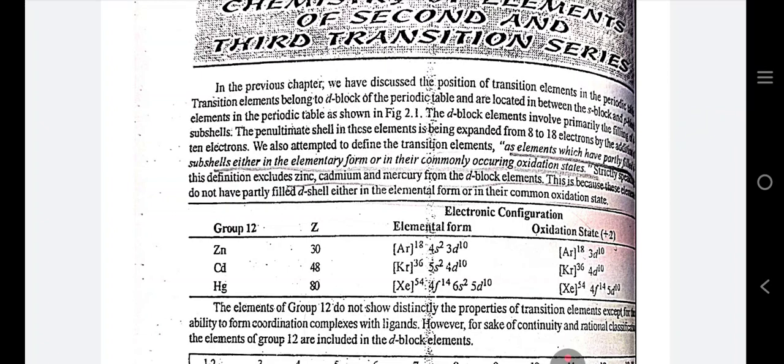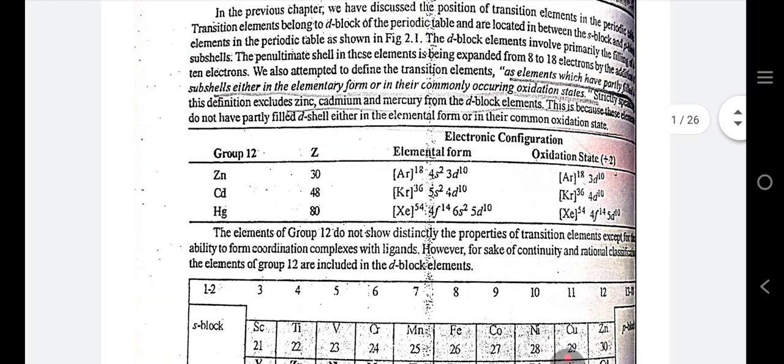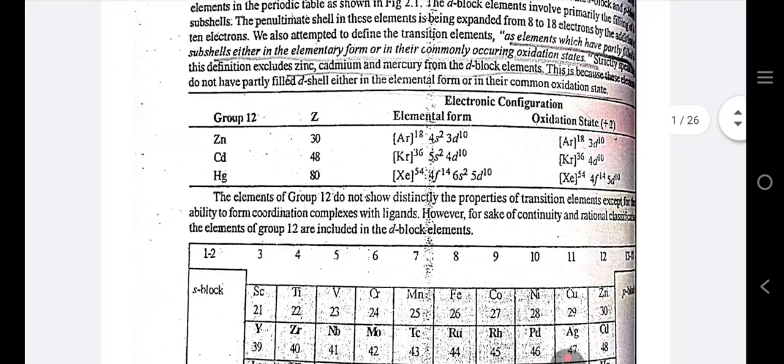The D block elements involve primarily the filling of D subshells. The penultimate shell in those elements is being expanded from 8 to 18 electrons by the addition of 10 electrons. We also attempted to define the transition elements as elements which have partly filled subshells either in the elementary form or in their commonly occurring oxidation states.